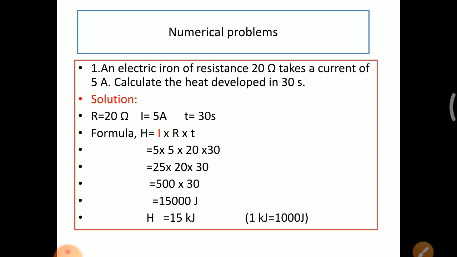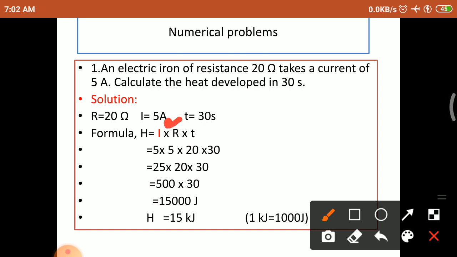So how much heat is developed in an electric iron that has a resistance of 20 ohm and current of 5 ampere in 30 seconds? The heat is 15 kilojoule. Here, square, don't forget.